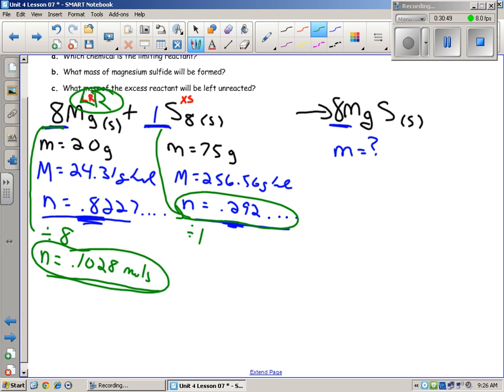Why are we doing this? Because remember, this right here tells me how much product I can make. Because when I run out of magnesium, can I make magnesium sulfide? No. Pretty tough without magnesium, right? So once you run out of the limiting reactant, the reaction will stop, okay?